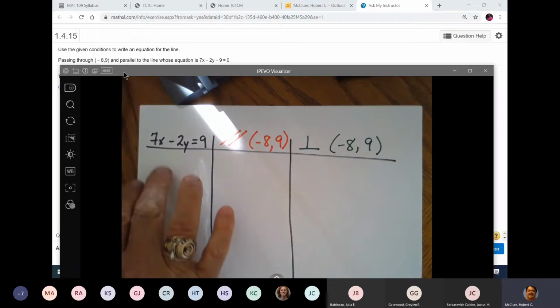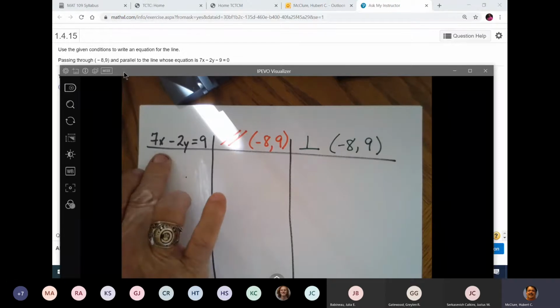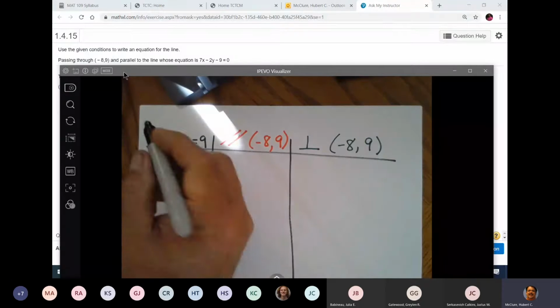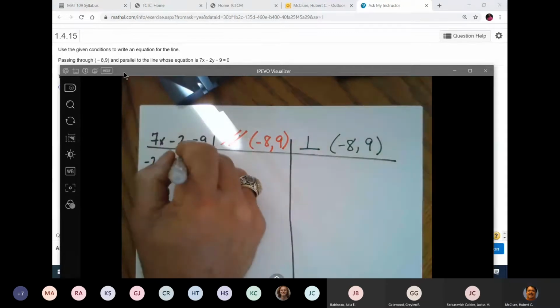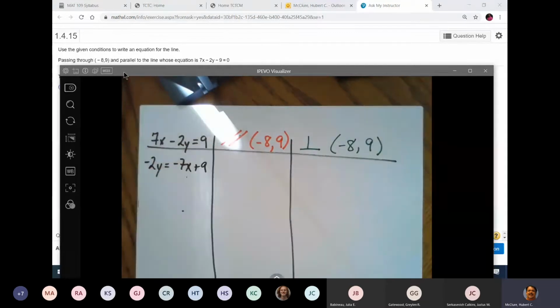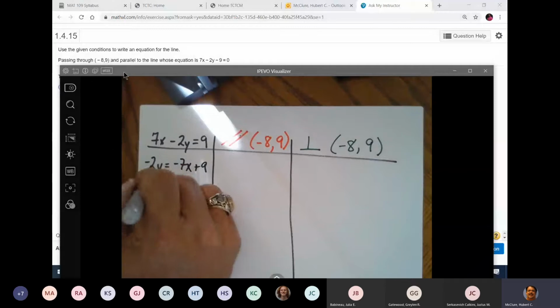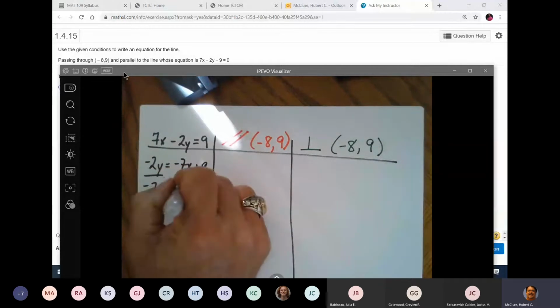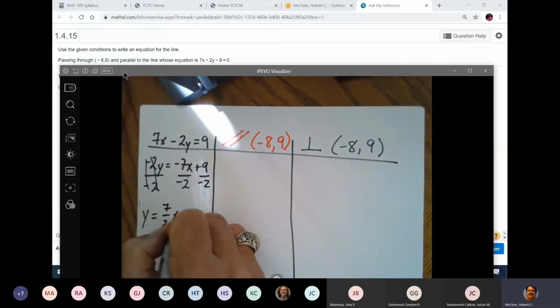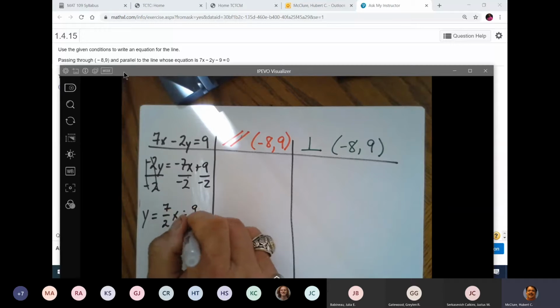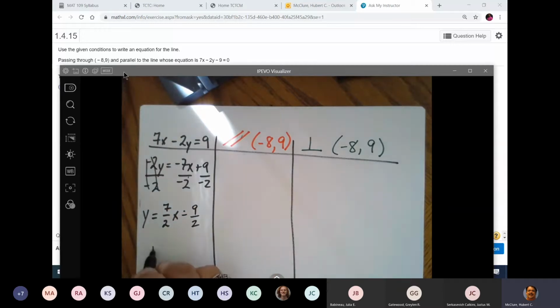Now, first of all, solve this for y. So -2y is equal to -7x plus 9. Divide by -2, divide by -2, and we get y is equal to 7/2 x minus 9/2. So m is equal to 7/2.